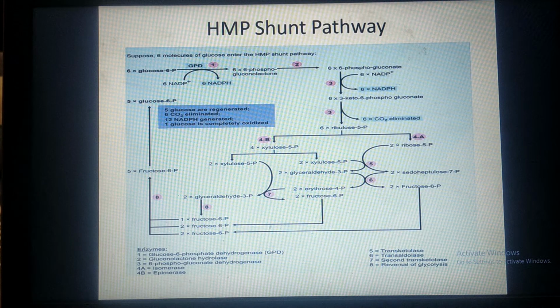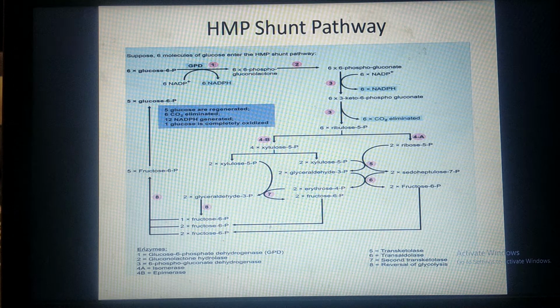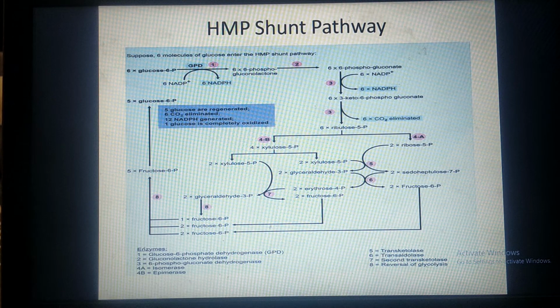which are remaining there. Out of 4 we have utilized only 2 to combine with ribose. So 2 xylulose 5-phosphate are remaining. Now these 2 xylulose 5-phosphate combine with 2 molecules of erythrose 4-phosphate, that is 5 plus 4 sugar, and condense to form 2 molecules of fructose 6-phosphate and 2 molecules of glyceraldehyde 3-phosphate. These 2 molecules of glyceraldehyde 3-phosphate get condensed to form 1 molecule of fructose 6-phosphate. So in this way 5 molecules of fructose 6-phosphate are regenerated at the end of the pathway, and we have taken 6 molecules of glucose 6-phosphate as a substrate.